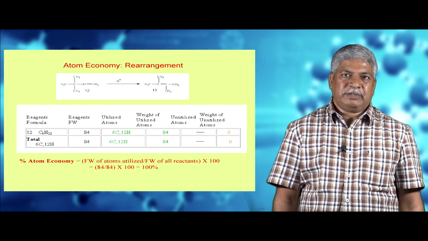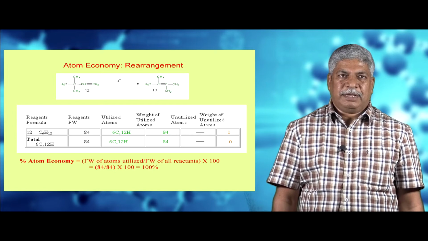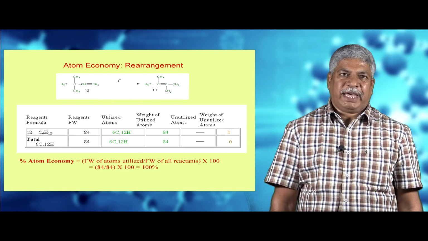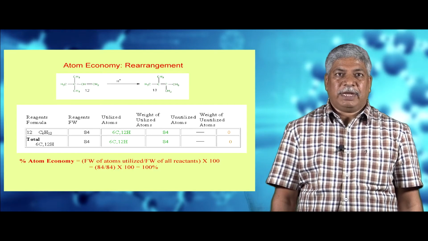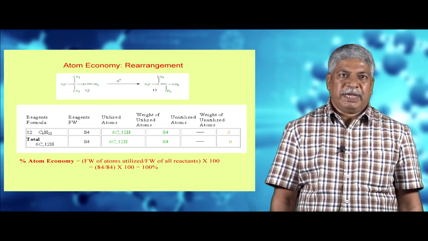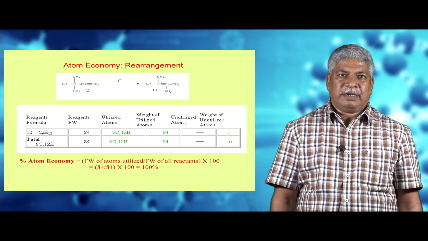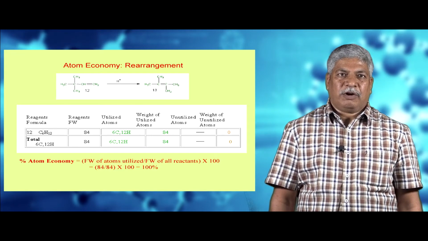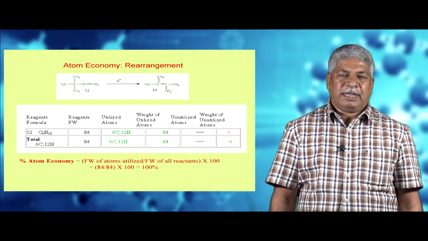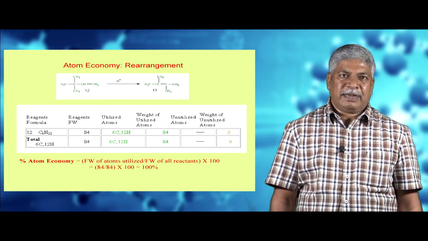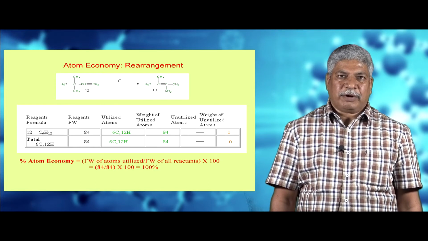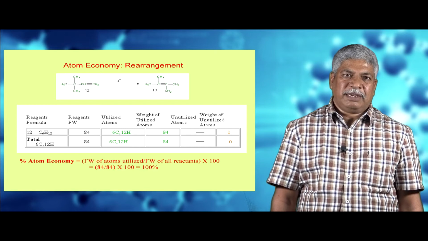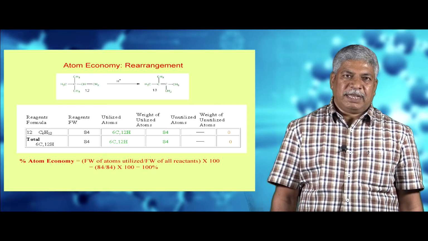Now let us take a rearrangement reaction. So in this example, we have taken 2,2-dimethylbutylene, and in presence of an acid, it gets rearranged into an isomer. That is, the CH3 group gets shifted to the adjacent carbon atom, and in turn the double bond comes to the next carbon atom. So here the total formula weight of the reactant is 84, and that has been totally rearranged. That is, nothing is added or nothing gets eliminated. So the total product weight is also 84. So if we calculate the percentage economy, it will be 84 divided by 84 into 100. Once again, it is 100%.